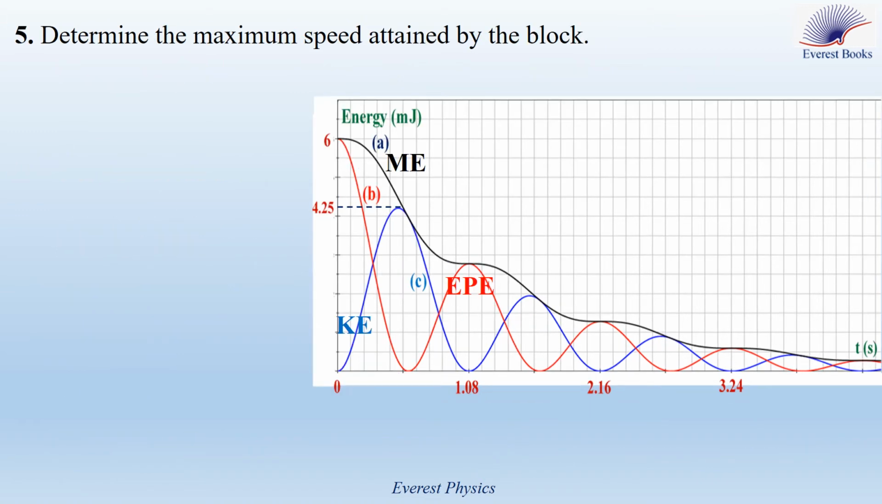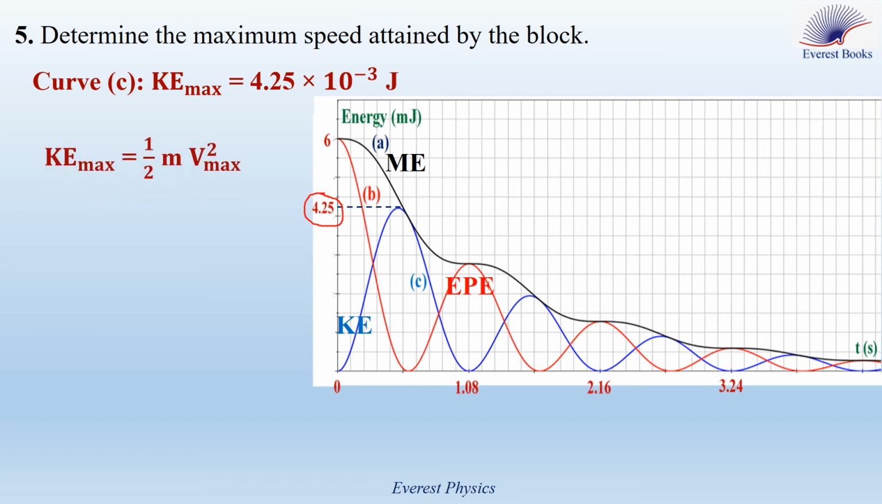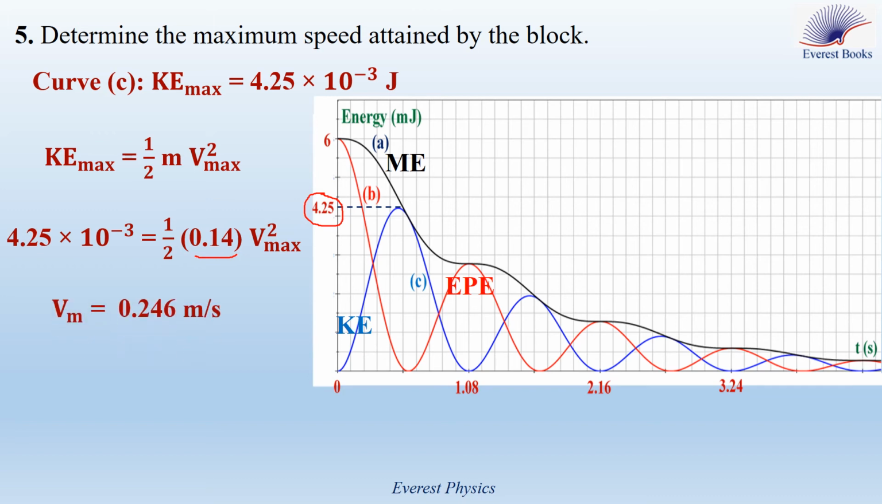Question number 5. Determine the maximum speed attained by the block. Curve B shows that the maximum kinetic energy attained by the block is equal to 4.15 millijoules, which is equal to 4.15 times 10 to the power minus 3 joules. But KE maximum is given by 1/2 m v maximum squared. Then substitute for KE maximum and m, which is equal to 0.14. So we get the maximum speed attained by the block, which is equal to 0.246 meters per second.